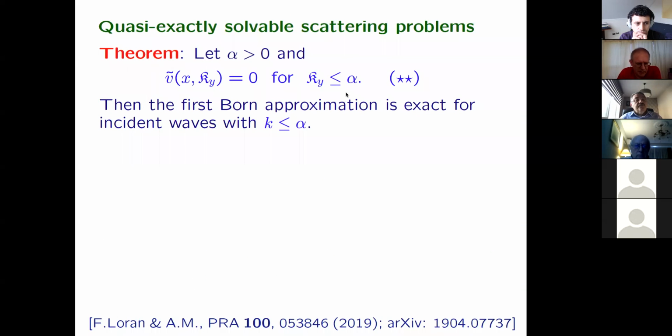Then we could prove that under this condition, the first Born approximation gives the exact expression for the scattering amplitude for wave numbers k less than or equal to alpha. And this is the first time ever that we could find a potential for which the first Born approximation is exact. And the exactness is for low frequencies, so low energies. So there is an energy cutoff or frequency cutoff below which this potential is exactly solvable. That's what I call quasi-exact solvability for scattering problems.